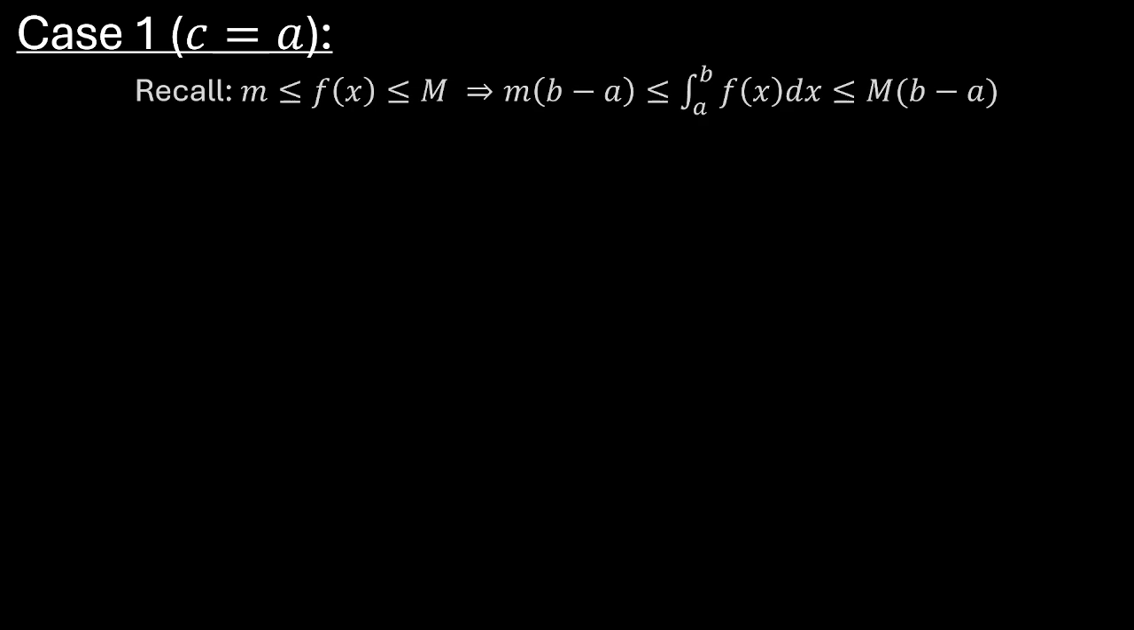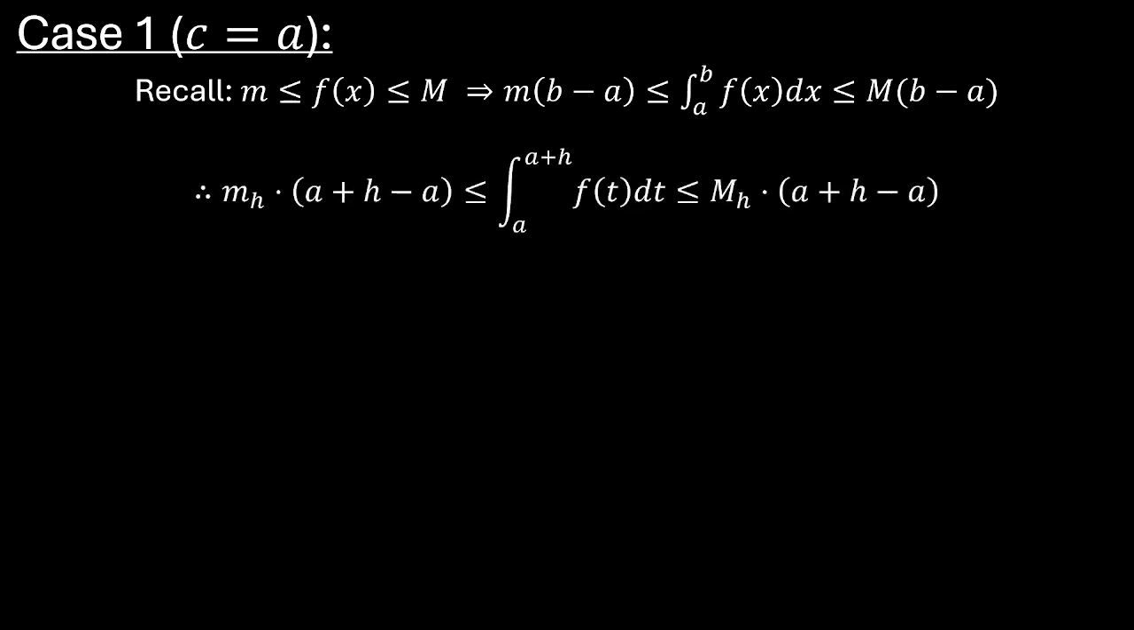So let's continue on. We're going to recall a theorem from Spivak that says if m is less than or equal to f(x) and is less than or equal to capital M, then m times (b - a) is less than or equal to the integral from a to b of f(x) dx, which is less than or equal to M(b - a).